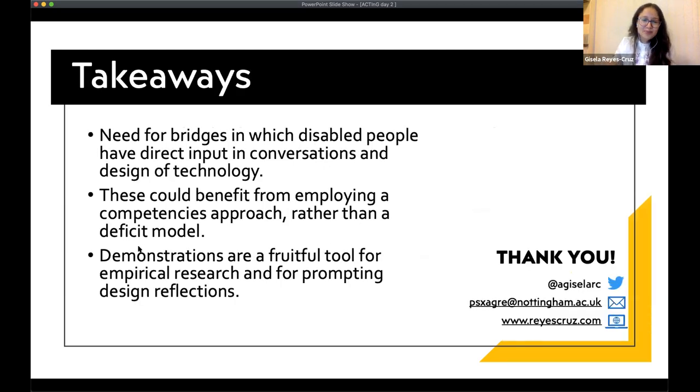And I guess just to wrap up, I want to say that there's definitely a need for creating bridges or spaces in which disabled people have direct input and conversations about technology and in the design of technology, and that these could benefit from employing a competencies approach. And lastly, just to say that I think that demonstrations are a very fruitful tool for both doing empirical research and also for prompting design reflections. And I think that's all.